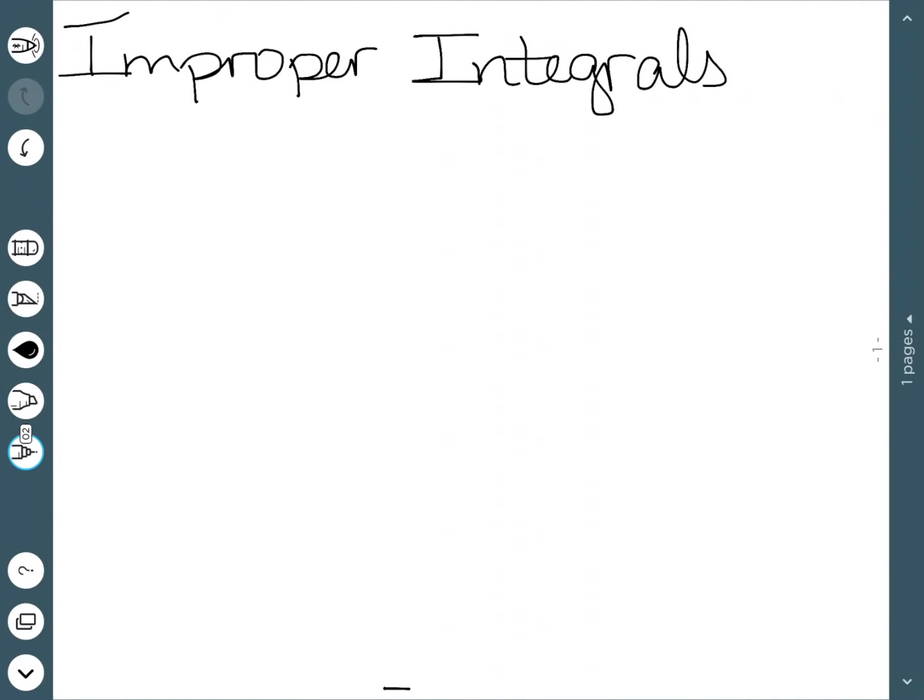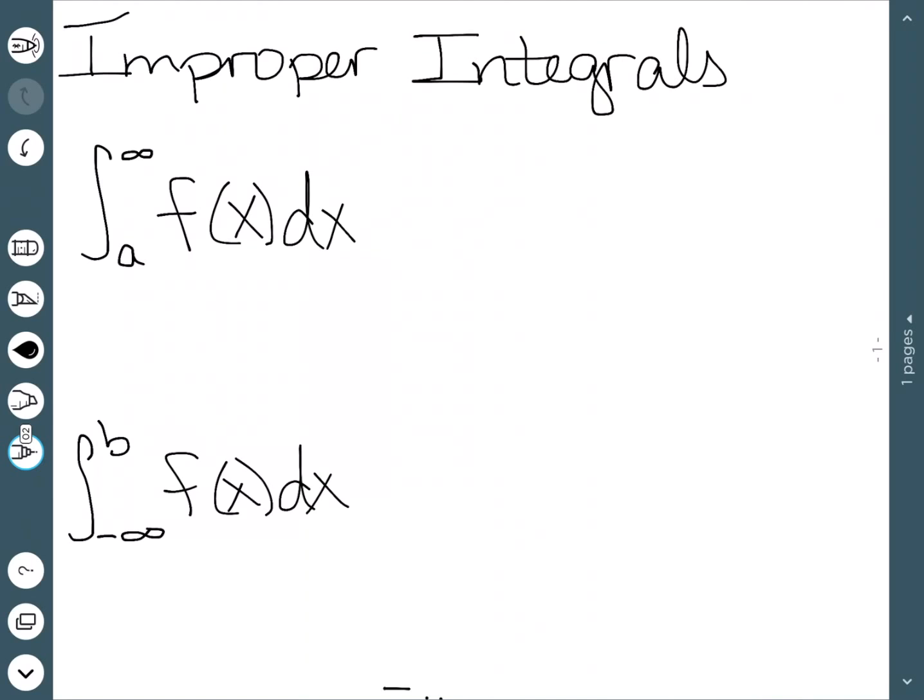We'll now look at integrals called improper integrals. And there are two types of improper integrals, but in this video we're going to deal with the first type, infinite intervals. Improper integrals on infinite intervals look like this.